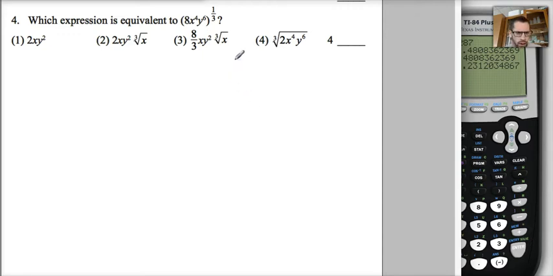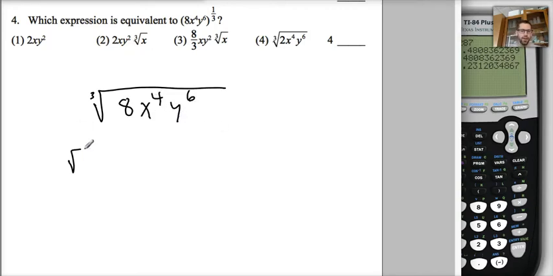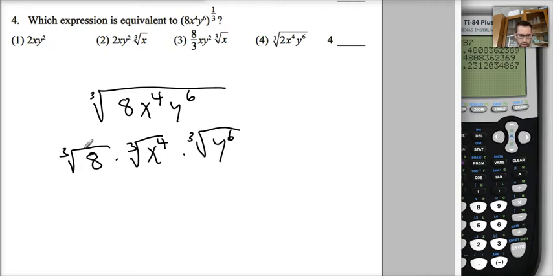So taking a look here, I'm trying to see what they did. All right, it looks like they treated this less as an exponent and more as a radical. So I think I will do it that way. All right, so we've got a cube root going on, and it's 8x to the 4th times y to the 6th. So that's the same thing as the cube root of 8 times the cube root of x to the 4th times the cube root of y to the 6th. The cube root of 8 is just going to be 2, because 2 times 2 times 2 is 8. The cube root of 8 is 2.